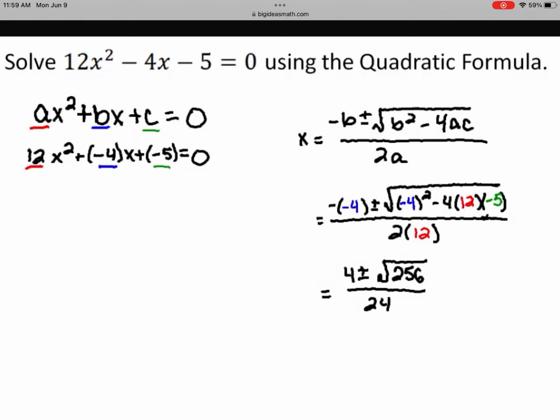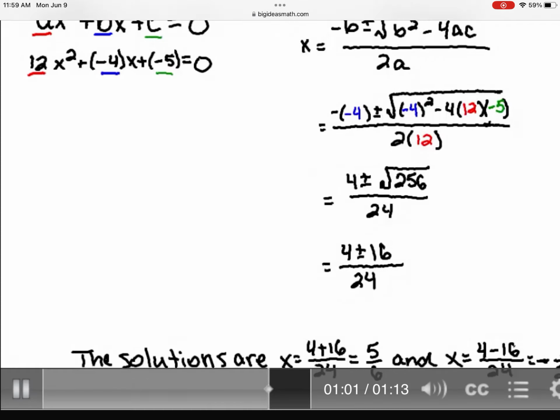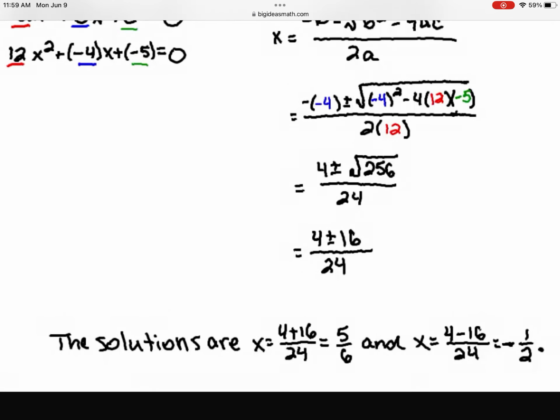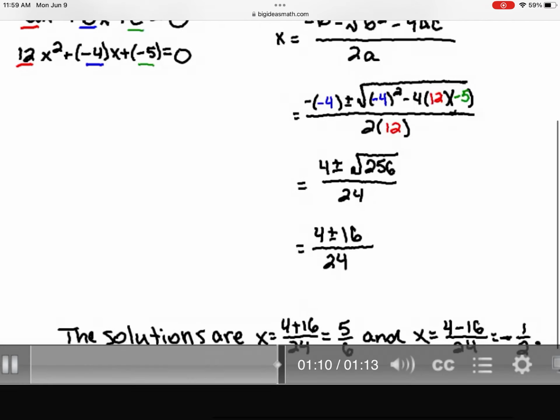256. And 2 times 12 is 24. The square root of 256 is 16. So the solutions are x equals the quantity 4 plus 16 divided by 24, which simplifies to 5/6, and x equals the quantity 4 minus 16 divided by 24, which simplifies to -1/2.